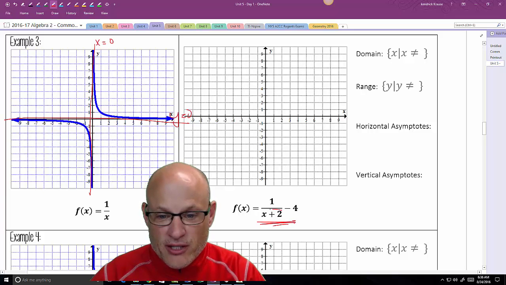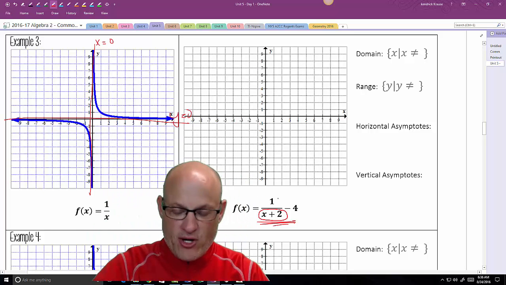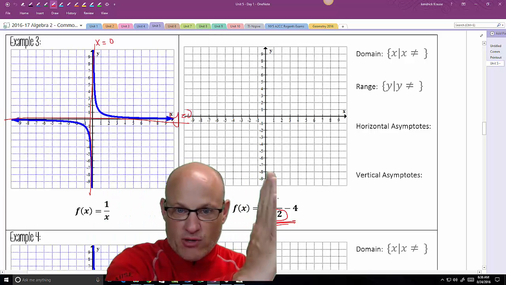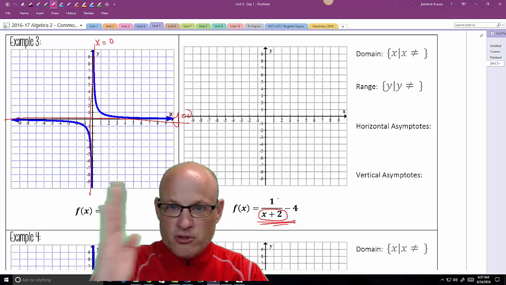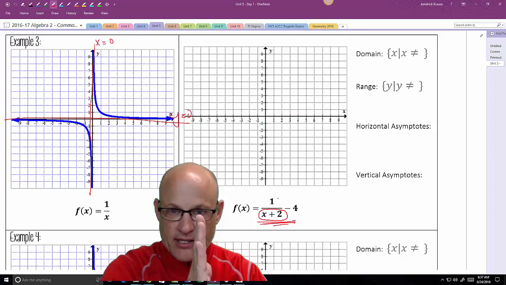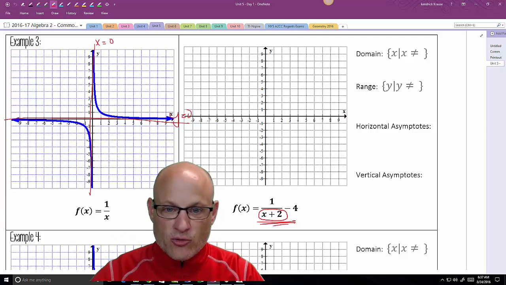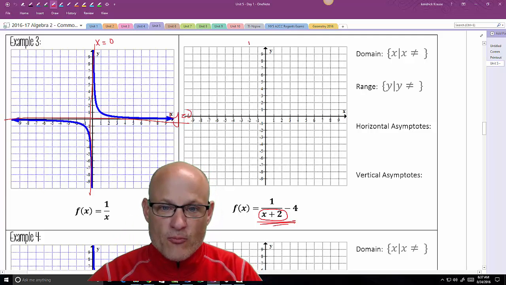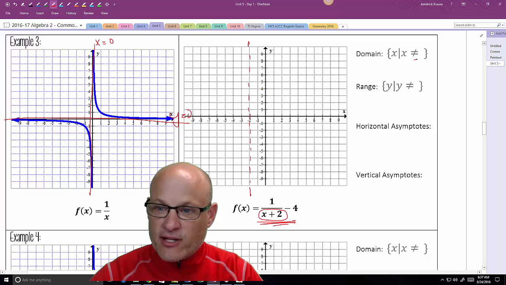So what does plus 2 tell us to do? That means we're going to move left or right. Grab your hand and go like this. Left or right, 2. In this case, because it's positive 2, we're going to go left 2. So my vertical asymptote, which was right here, moves to the left. X equals negative 2. So I can say, okay, I know that x can't equal negative 2.